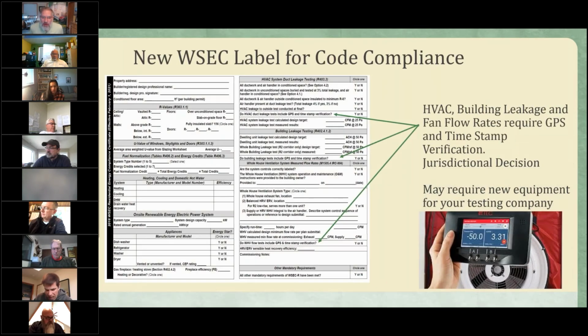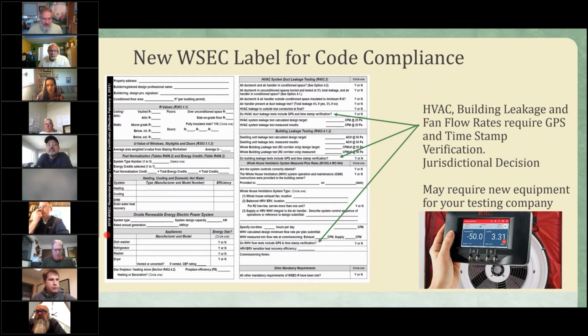There is a new energy code label that whoever's been doing your blower door work is required to put on the panel or make available. This is so that the inspector sees that the work has been done. This new form is 10 times more complicated now than it was before. And there's a couple of areas that, if the jurisdiction decides to enforce it, whoever's doing your blower door work has to have advanced equipment and knowledge on how to do this.